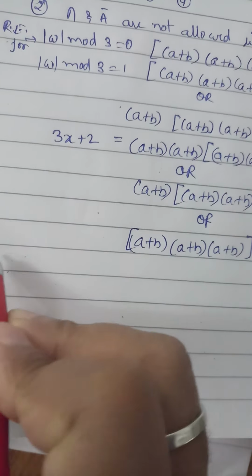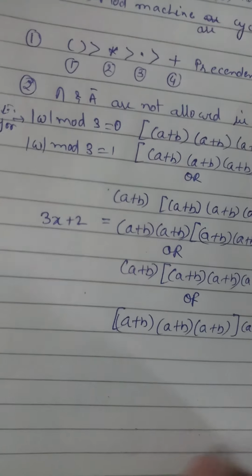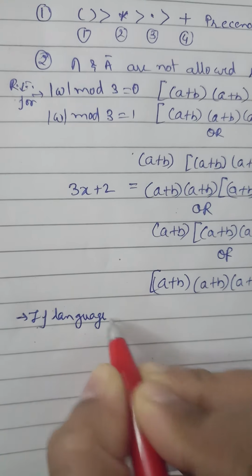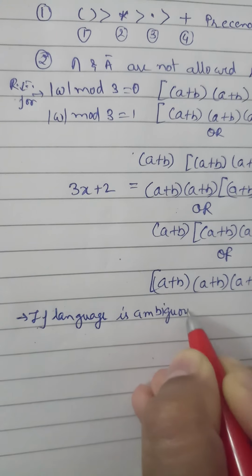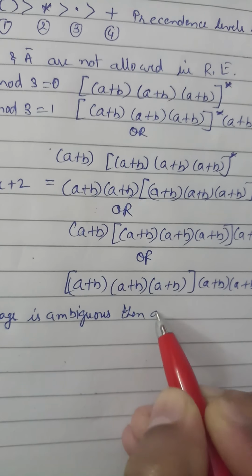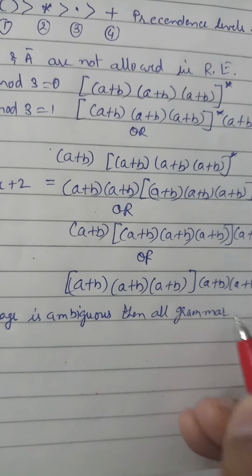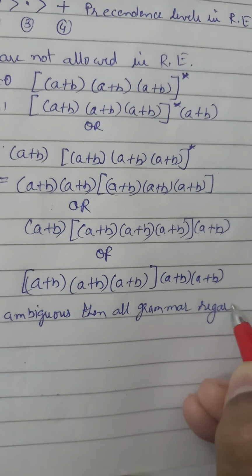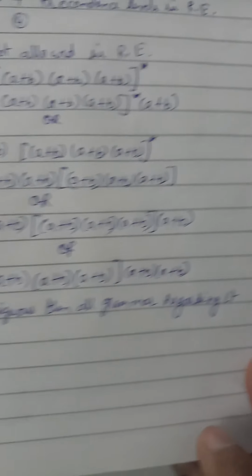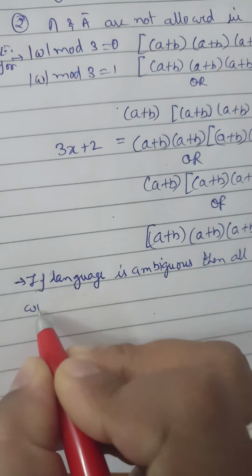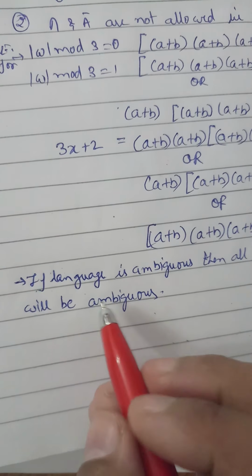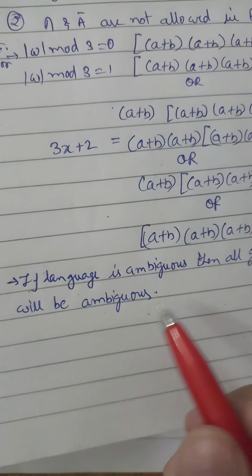And a few more important things are left. What are they? If a language is ambiguous, then all grammars regarding it will be ambiguous.